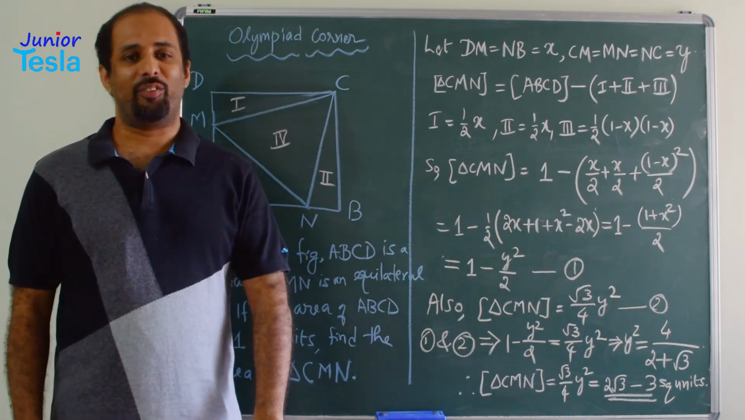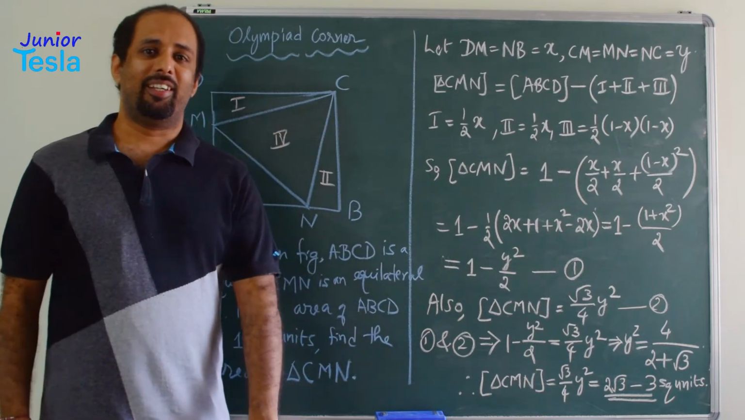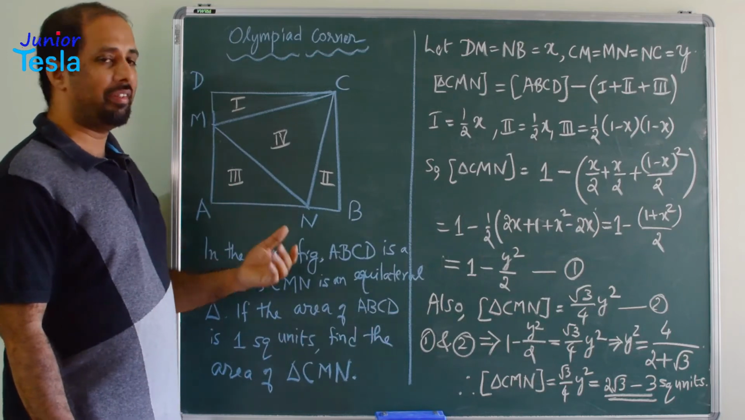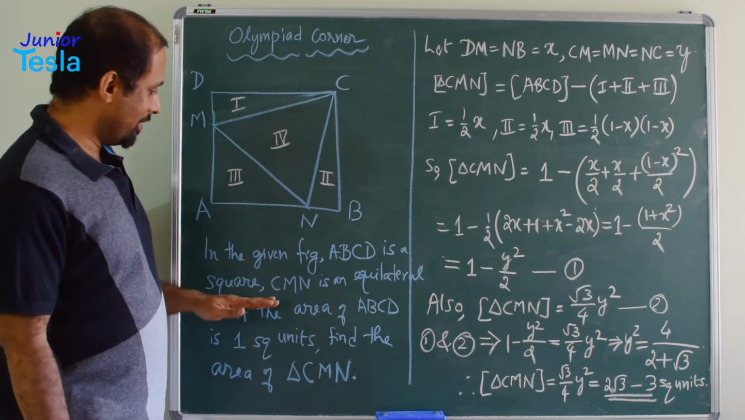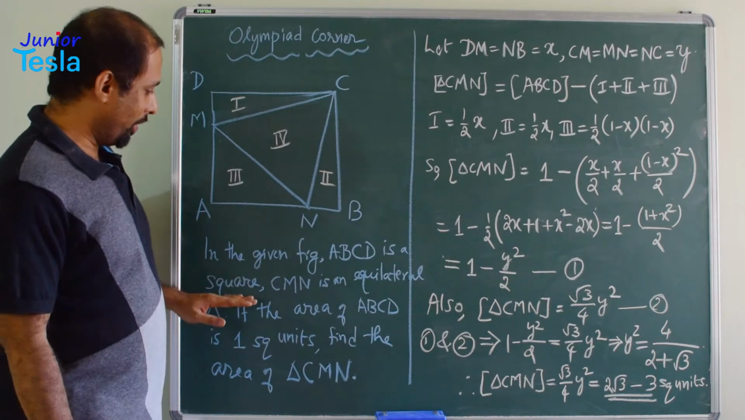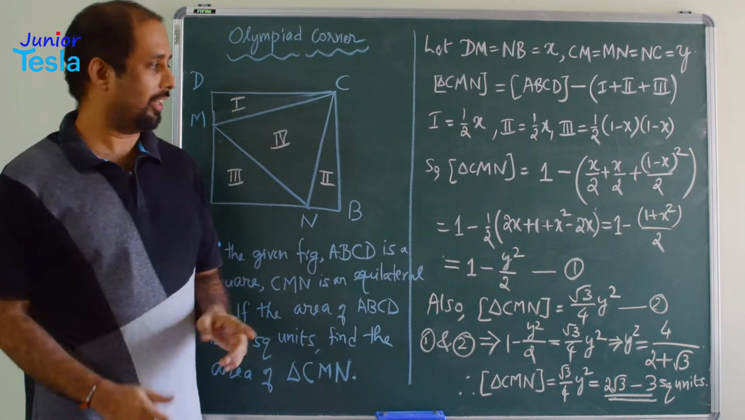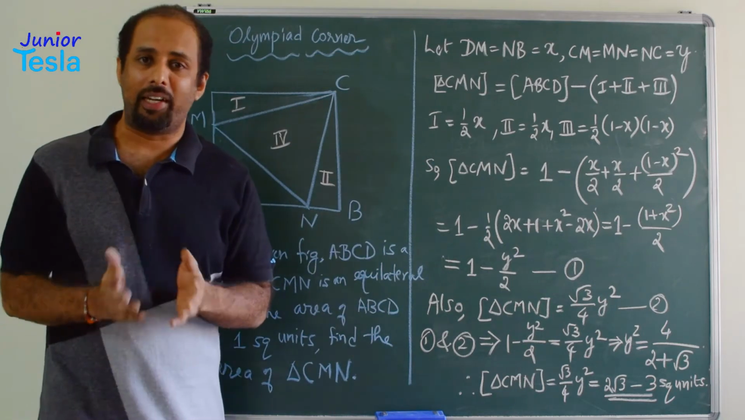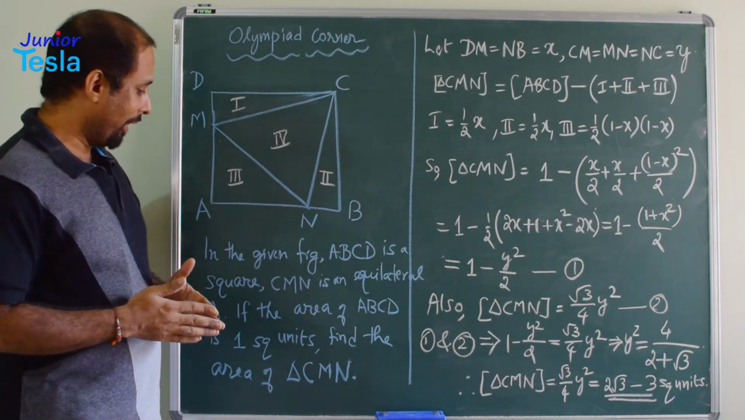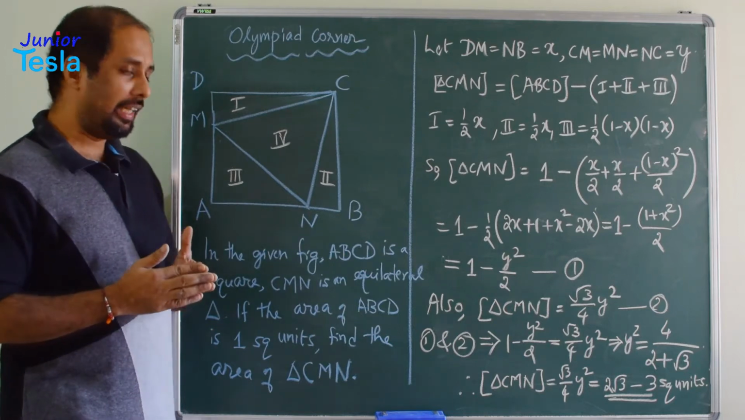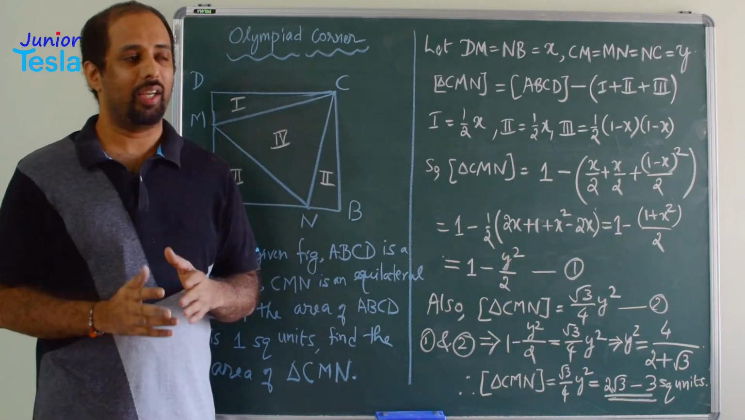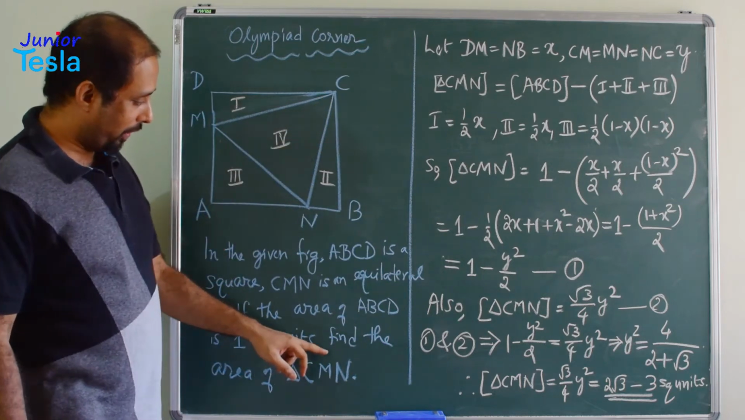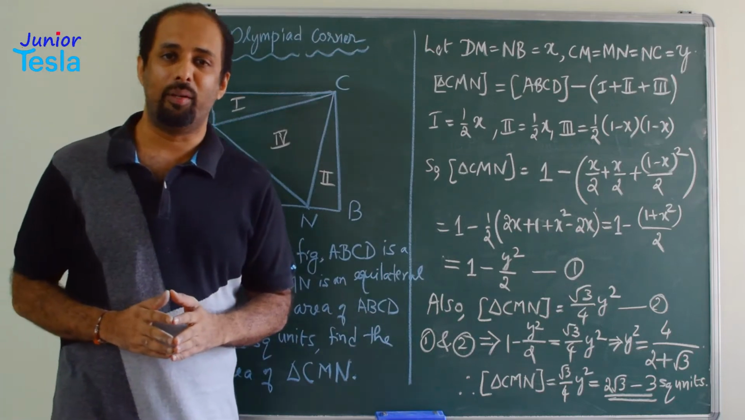In today's session, we are going to see a geometry problem. The problem goes like this. There is a diagram, okay? ABCD is a square, and what they have given is, in the given figure ABCD is a square, CMN is an equilateral triangle. So the triangle that is drawn inside the square, CMN, is an equilateral triangle. All the three sides are equal. If the area of ABCD is 1 square unit, okay, so the area of this square is 1 square unit, you are supposed to find the area of triangle CMN.